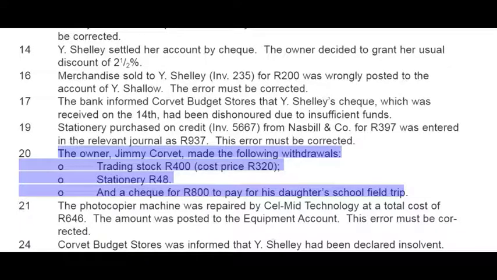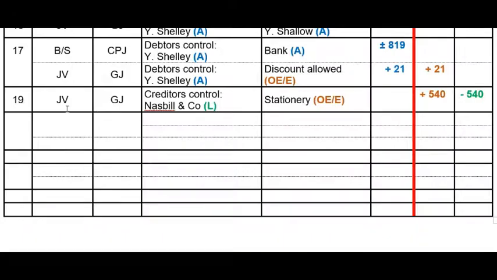This will be in the general journal. So let's go here. It's on the 20th. We will give a journal voucher in the general journal. The account that will be debited is drawings, owner's equity. The account that will be credited is trading stock because the owner takes some of the stock for himself. It's an asset. And then because an asset is credited, you say minus 320. Remember to work with the cost price. And because owner's equity is debited, you say minus 320.